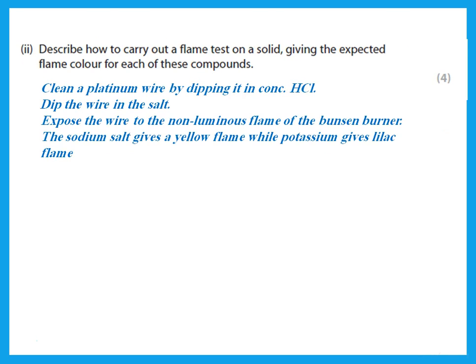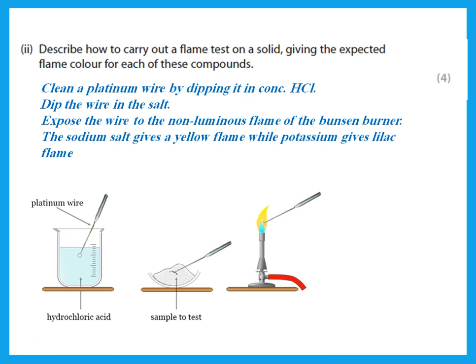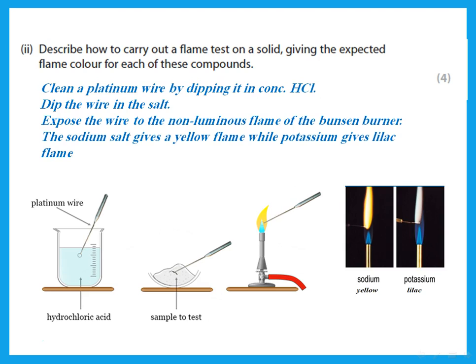Describe how to carry out a flame test. How do we carry out a flame test? We said clean a platinum wire by dipping it in concentrated HCl, then dip the wire in the salt, and then expose the wire to the non-luminous flame of the Bunsen burner. Now he's telling me that the substances we're talking about have sodium and potassium. The sodium should give us a yellow flame, while the potassium gives a lilac flame.